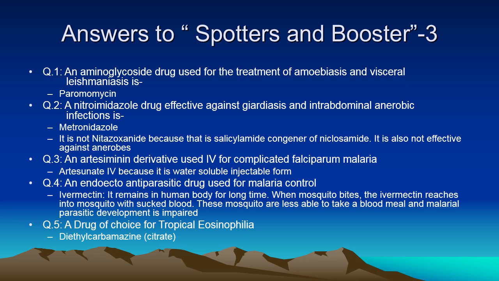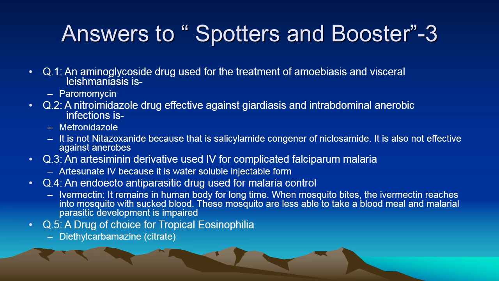First question was an aminoglycoside used for the treatment of amoebiasis and visceral leishmaniasis. The answer is paromomycin. This is a locally acting drug, but is very effective in leishmaniasis also.